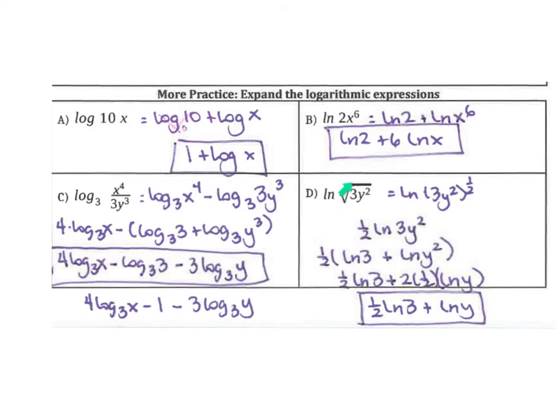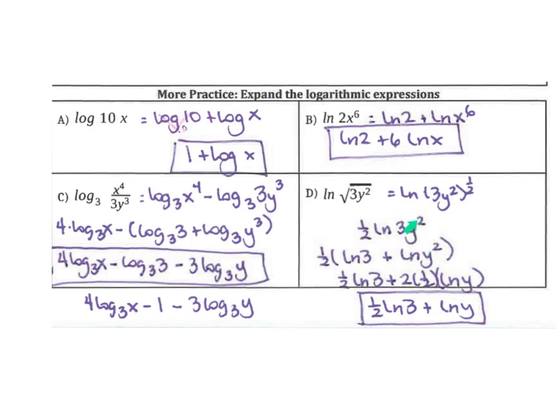Letter D, remembering the square root. Square root is really a half, an exponent of a half, a rational exponent, and it belongs to the entire 3y squared. So then you move that to the front, and then you have 1/2 natural log of 3y squared. It belongs to both the 3 and the y squared. So when you separate it, we put 1/2 times natural log of 3 plus natural log of y squared.